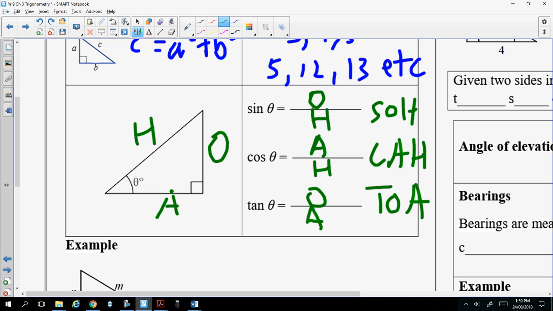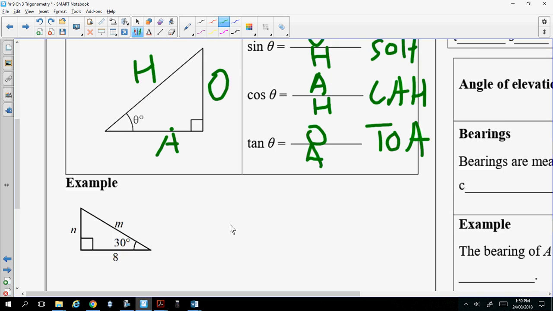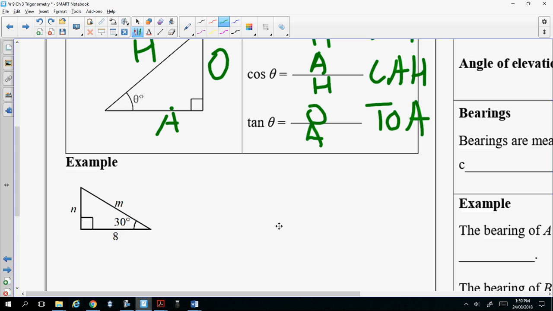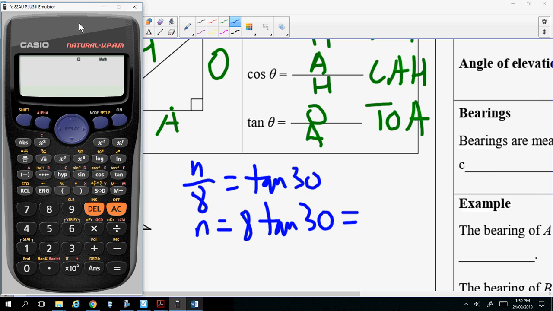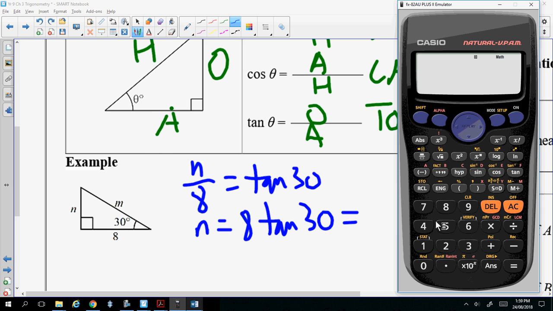Let's do an example. How do I find n? N over 8 is tan 30. N equal to 8 tan 30. Work out what that is. Someone use their calculator. See what they get. 8 tan 30 is? Okay, 4.62. 4.6. All right, 1 decimal place.